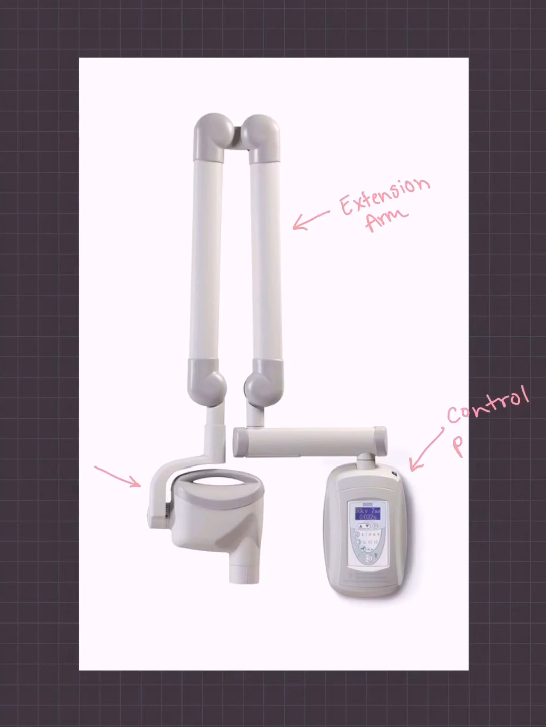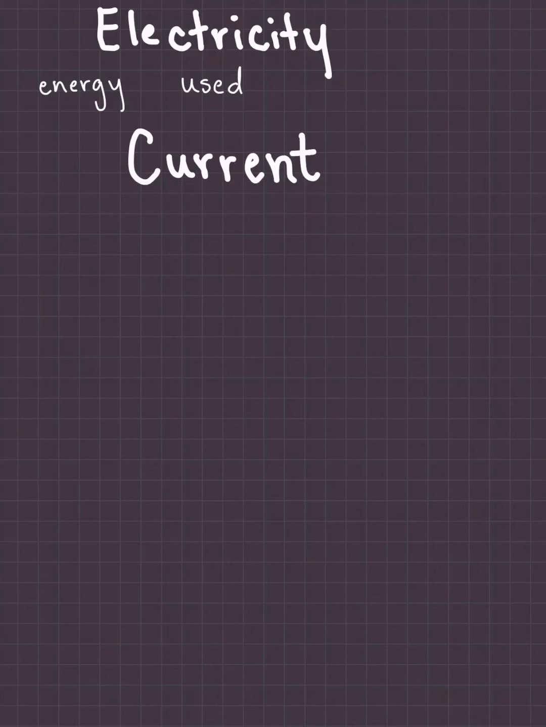The control panel contains an on-off switch with an indicator light, exposure button, and control devices to help regulate the kilovoltage, milliamperage, and the exposure time length of the X-ray beam. The control panel is plugged into an electrical outlet. Electricity is the energy used to make X-rays. A current is the flow of electrons through a conductor in a circuit, or a path of electric current.